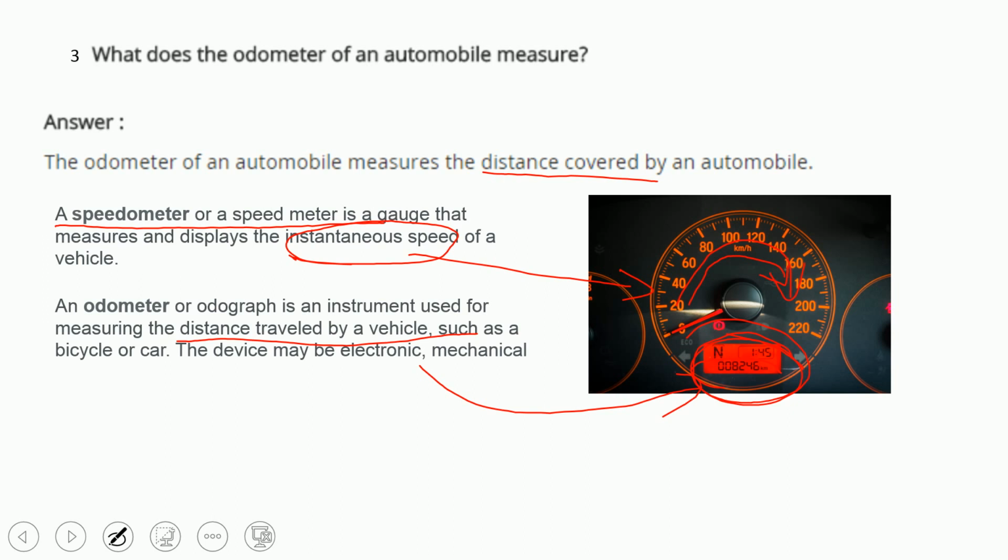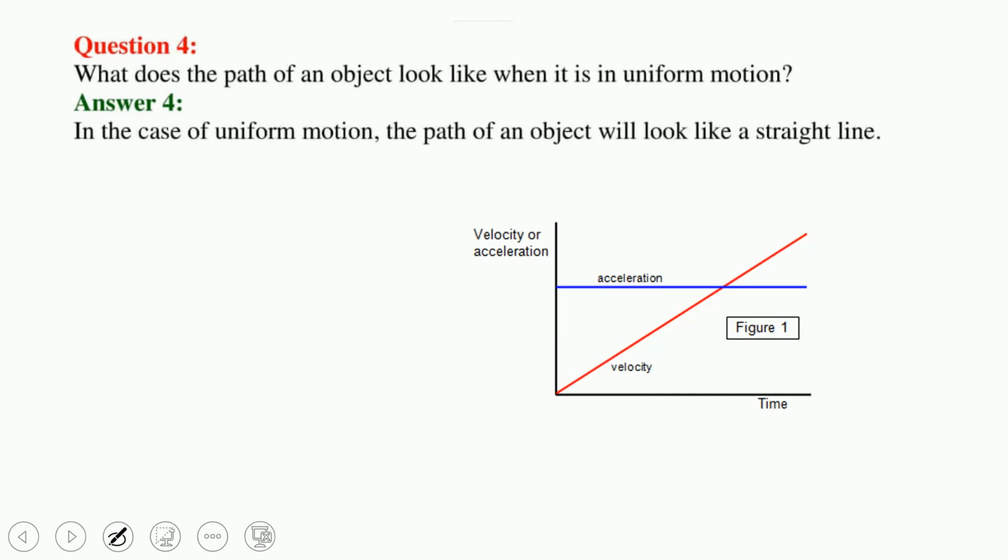Then the next question: what does the path of an object look like when it is in uniform motion? Uniform motion means a straight line. Understand? Whether it is of uniform velocity or uniform acceleration, let it be. It will look like a straight line. That is right.